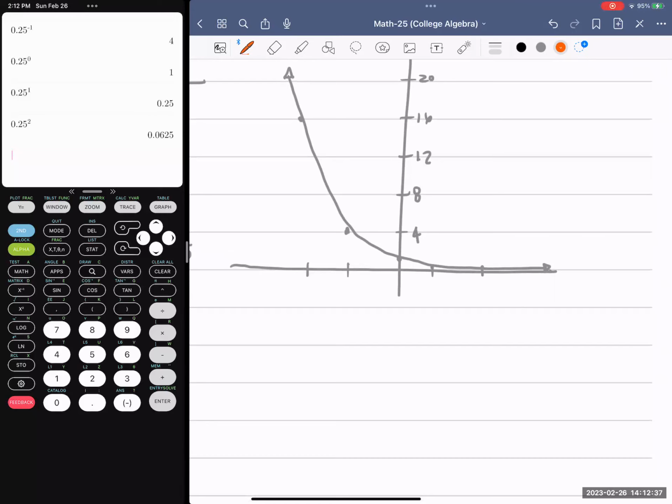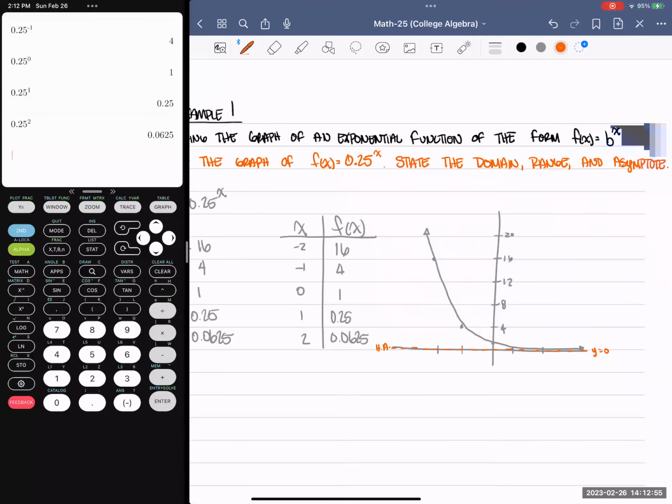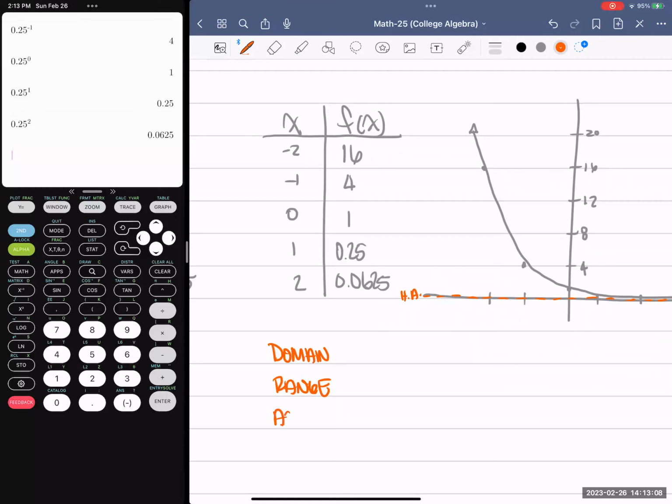So here we actually have a horizontal asymptote. Numbers are again getting really, really close to y = 0, but they're not actually crossing, very similar to our radical functions. So now that we have that, let's see what our domain is, our range, and lastly, our asymptote.